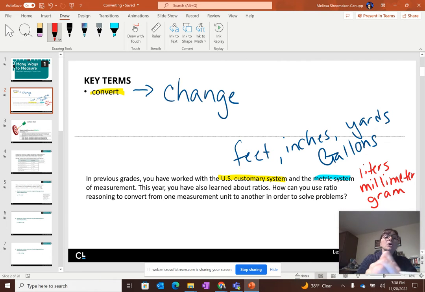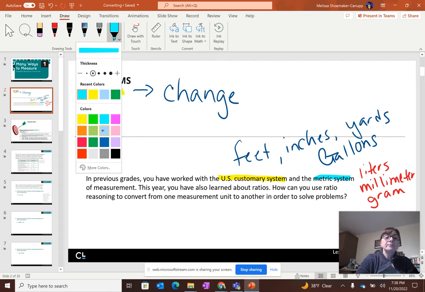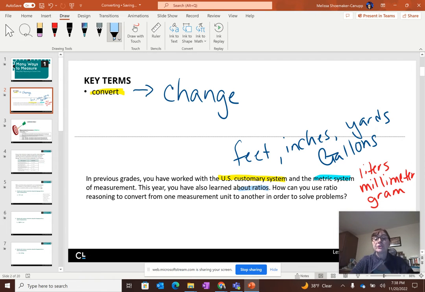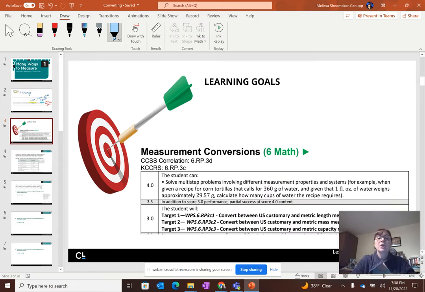Okay. Now, we've worked with ratios. And so this is kind of the same idea because we're comparing two things, feet to millimeters or yards to inches. We can compare those two things so we can think of them in the same way as we would ratios. So here is our target. It's underneath measurement conversions.